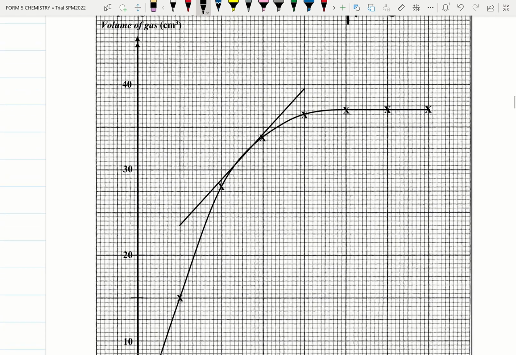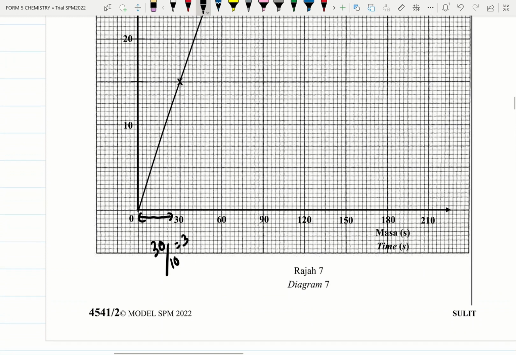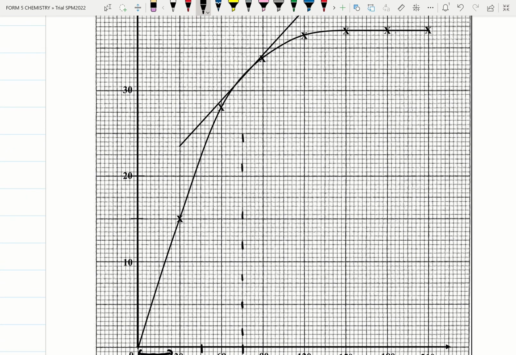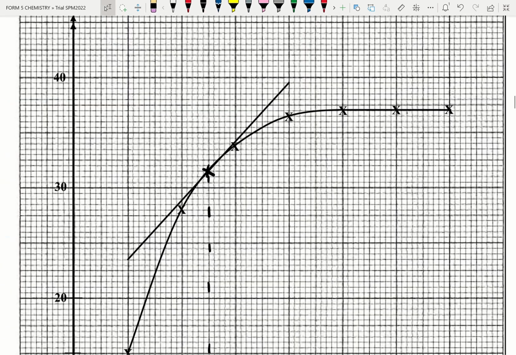Alright, so now we need to find the rate of reaction at 75 seconds. So this will be our 45, alright, 50, and this will be our 75 seconds. So I go up until I touch the gradient of tangent. So I need to find the gradient of tangent. So here I take this point, circle bracket. So I need to find my x2 and y2.